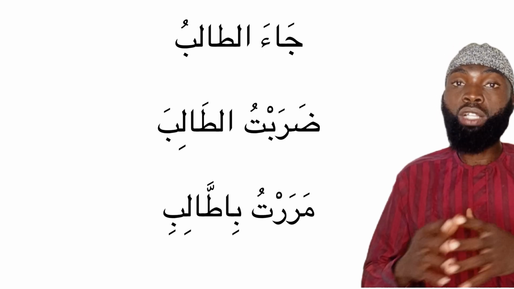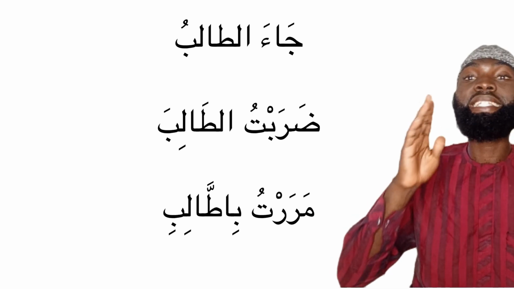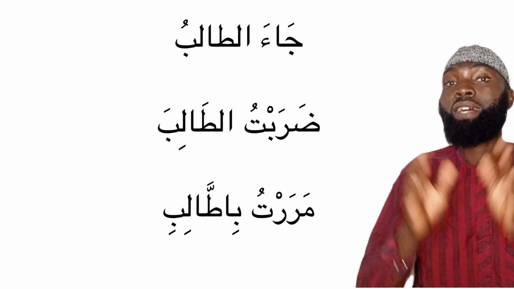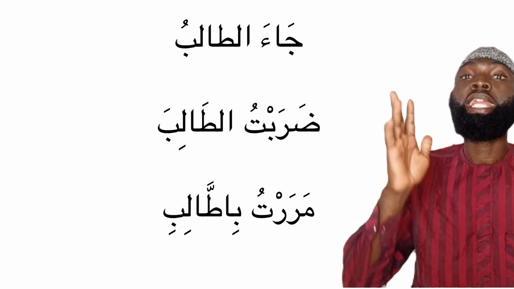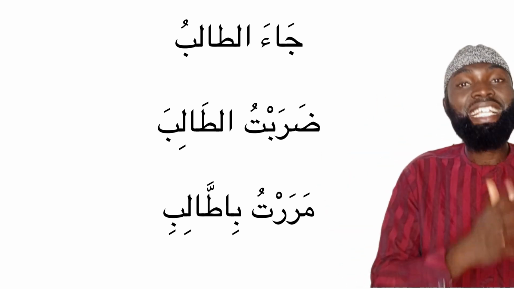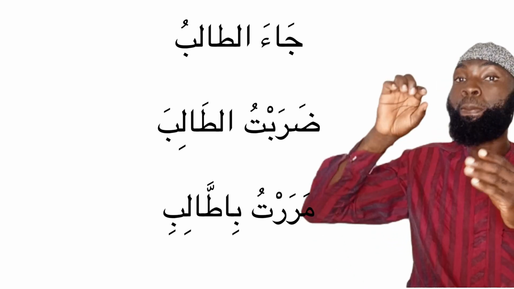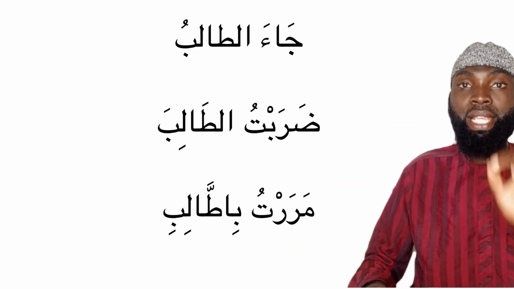In the first sentence, at-talibu is coming with dhamma. This is because it is in the nominative case, the raf'u case. In the second sentence, it is coming with fatha because it is maf'ulun bihi, the object of the sentence. And in the last one, it is carrying kisra because the student here is coming after a preposition, which is bi.